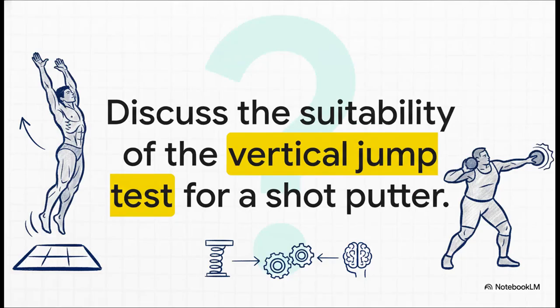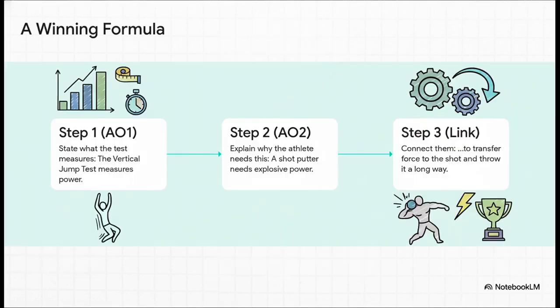Here's a classic you'll definitely see. A suitability question. This is pretty much pure AO2. It's asking you to forge a link between a specific fitness test and a specific athlete. You can't just define the vertical jump test. You have to justify why it's the right tool for a shot putter. And there is a super simple formula for this.